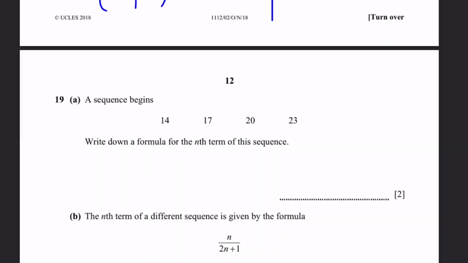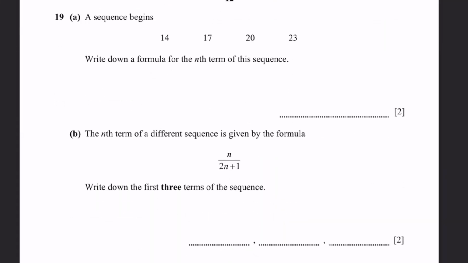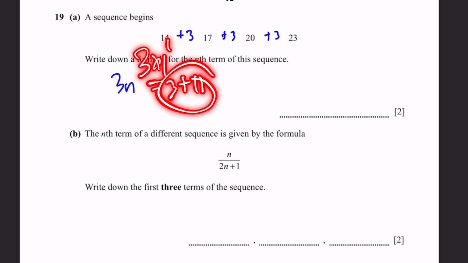Question 19. A sequence begins 14, 17, 20, 23, and so on. Write down the formula for the nth term of the sequence. So we can see that every time it adds 3 to get to the next term. So that means the nth term must be 3n plus something. So let's take 3n. 3n is 3 times 1, which is 3 here. If we add 11 to that, we get 14.